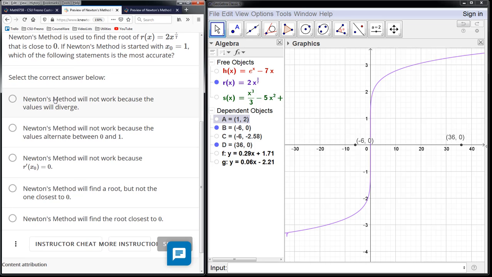So what is the right thing here? Newton's method will not work because the values are diverging. Diverging means getting farther apart. And that's what's going to happen. If you keep doing this procedure, you're just going to get numbers that are farther and farther away from that x-intercept.